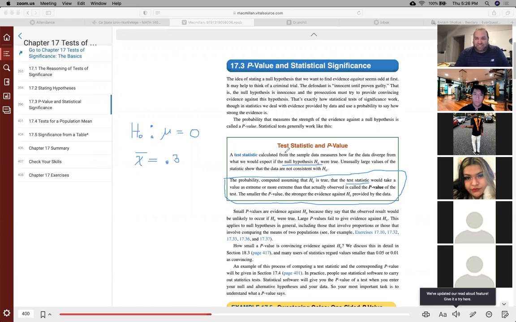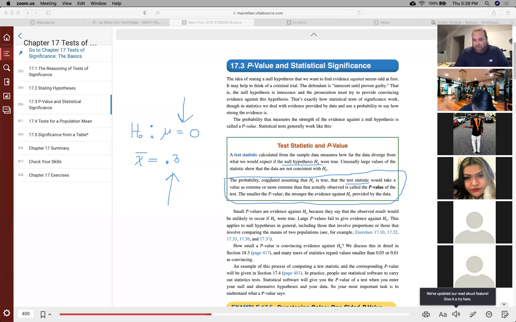But anyways, a test statistic calculated from the sample data measures how far the data diverge from what we would expect if the null hypothesis were true. If the null hypothesis is true, this is what we would expect. Your test statistic is what you actually got. Unusually large values of the statistic show that the data are not consistent with the null hypothesis, right? Unusually large. 0.3, I'm not sure if that's unusually large or not. 117 is most likely unusually large.